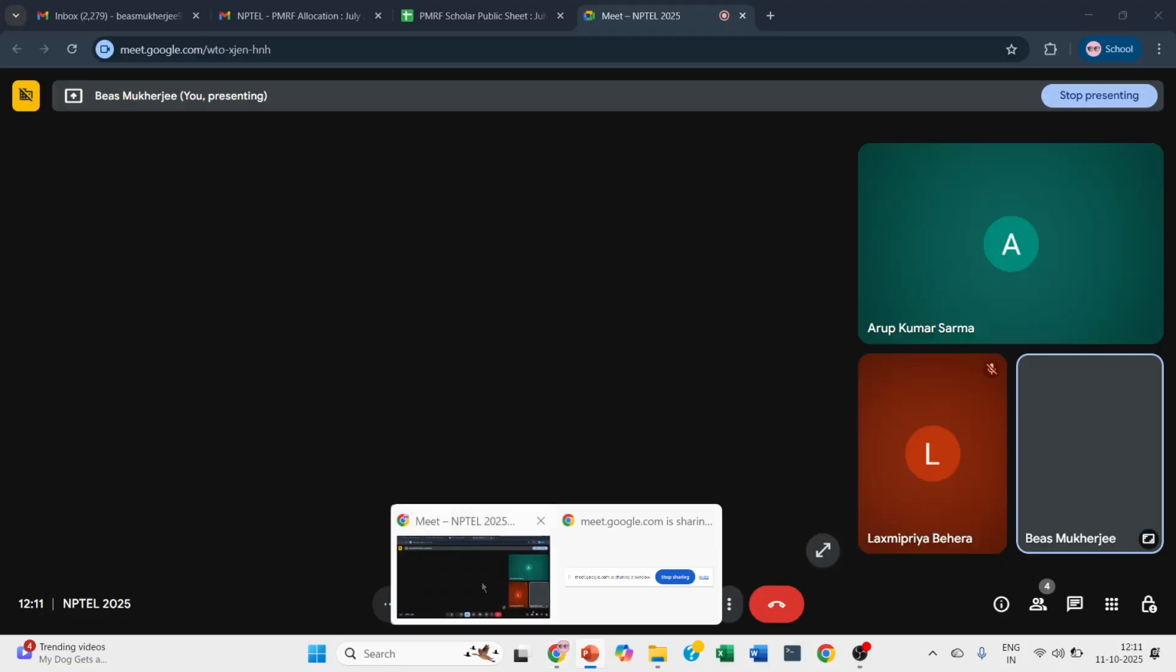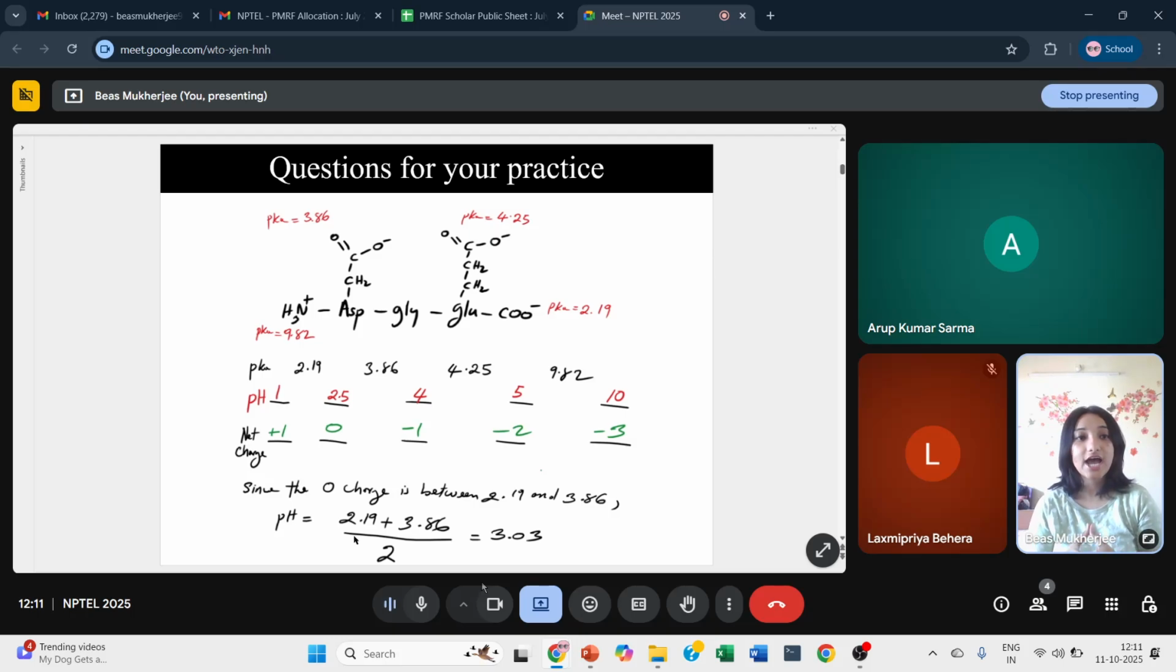First we started with amino acids, if you remember. In the first two classes, we discussed amino acids, and determining the PI of a dipeptide or tripeptide is one of the most important questions that you can expect in the upcoming NPTEL exam and in other competitive exams. So we will quickly brush through this once.